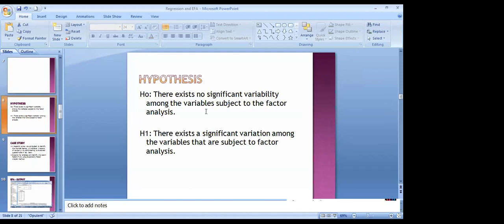But we Indians are great people. We put two negative sentences. Two negatives. One is no, another one is variability. So no variability, that means what? No variation. No variation means same. So there is no difference in variability among the variables. So all the variables are what?